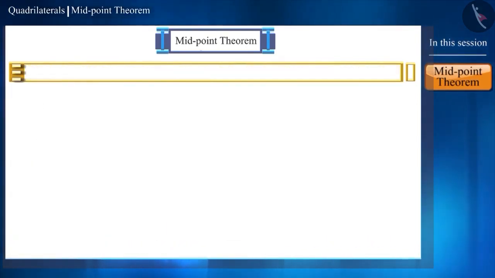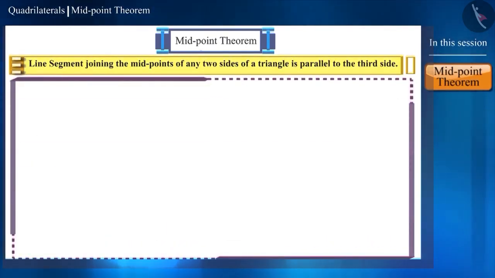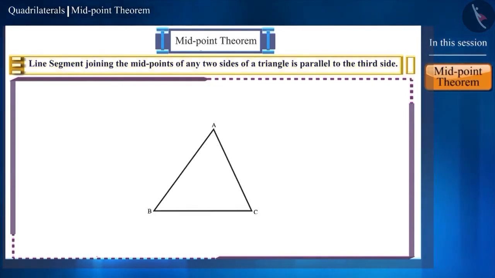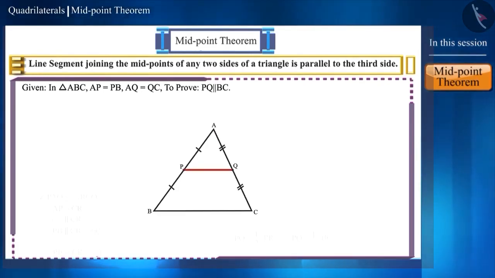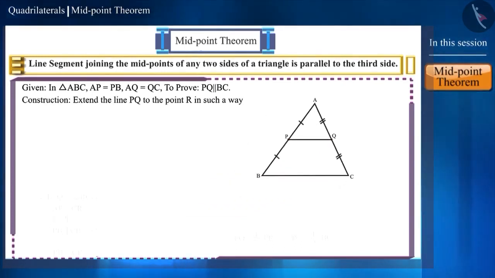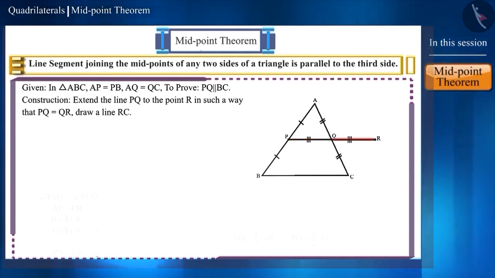Let's see how. Now, we draw a figure with the help of the statement. In triangle ABC, the midpoints of the sides AB and AC are P and Q respectively. This is given to us. And we have to prove that the line segment PQ is parallel to the side BC. Let's see the proof. We have to make a construction here. Extend the line PQ to the point R in such a way that PQ equals QR. In this way, we can join R and C.